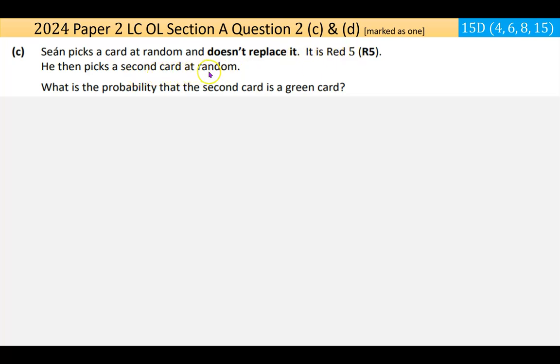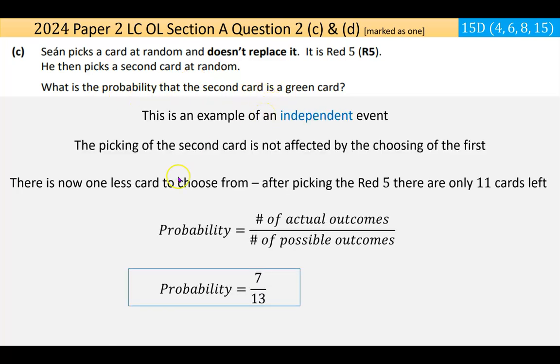He then picks a second card at random. What is the probability that the second card is a green card? Now, looking at the data is going to help, okay? But this is an example of an independent event. What you chose in the first selection doesn't affect what you choose in the second selection. That's what an independent event is. It's like flicking a coin. The second time you flick the coin, it doesn't matter what you got on the first one. There is a thing called the gambler's fallacy where people think that just because they have 3 or 4 heads in a row, tails must come up next. It's due, okay? And that's just not how probability works. That's called the gambler's fallacy.